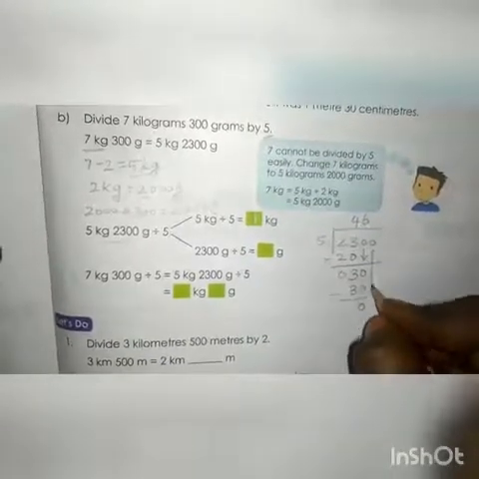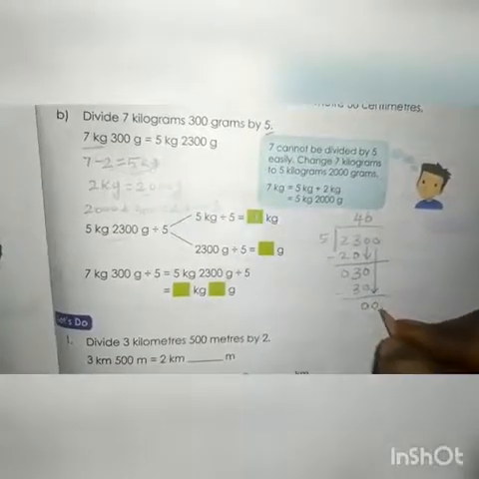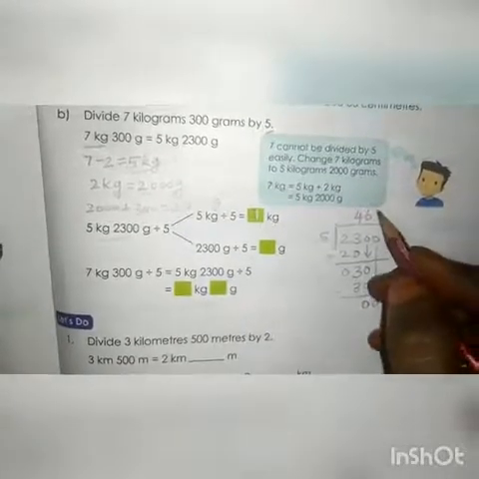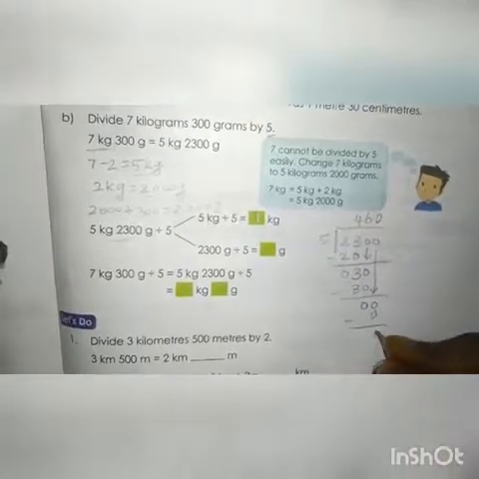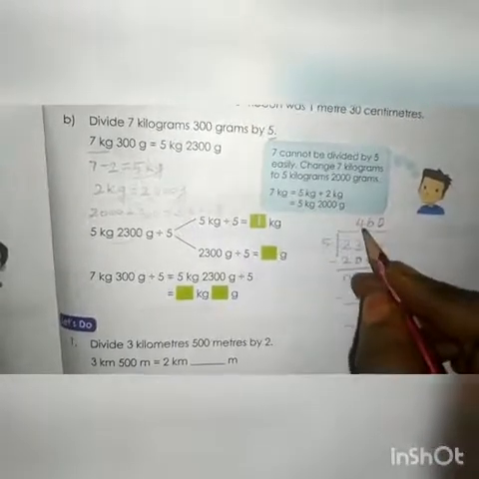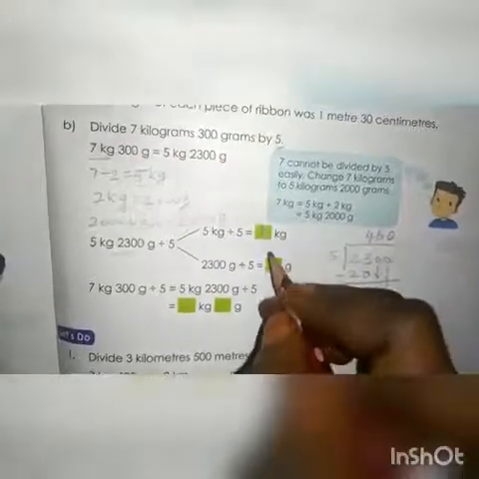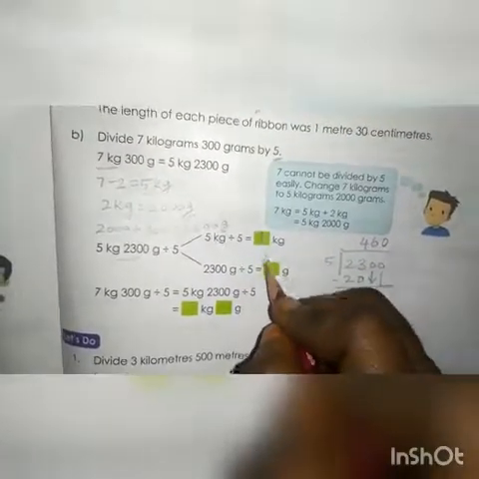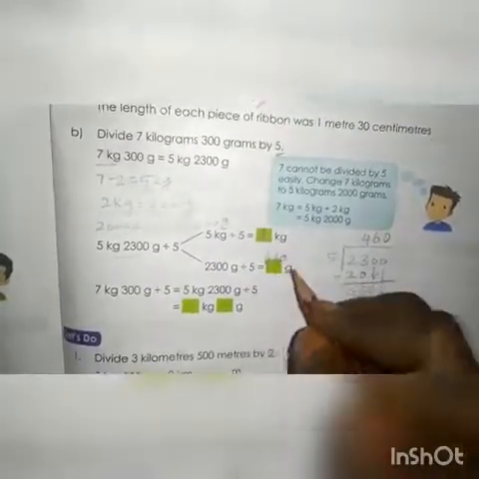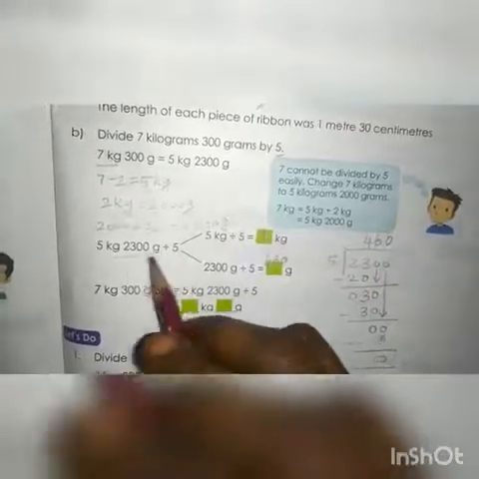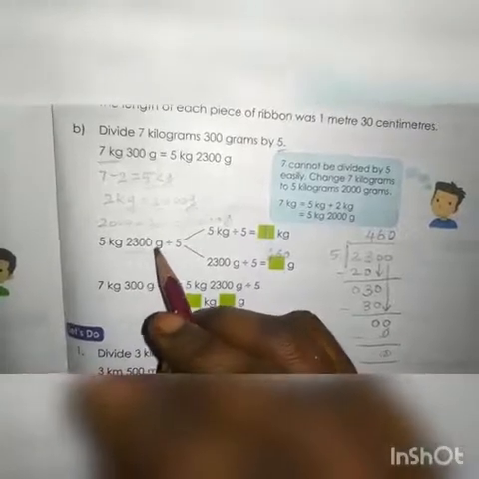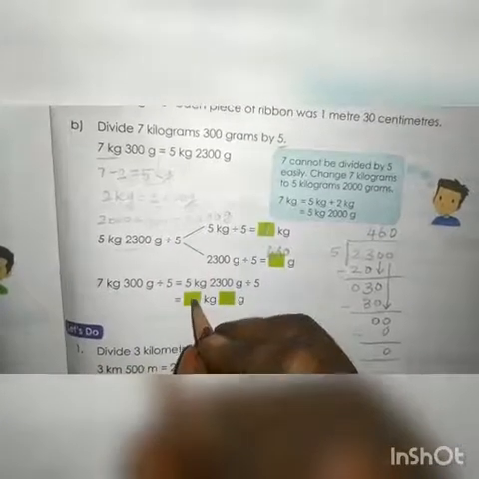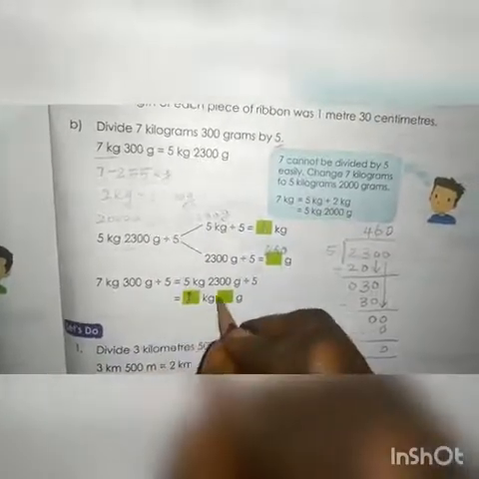Again we have to bring down one more 0. How many times will we get 0? 0 times. 0 5s are 0. Therefore, we got the answer as 460 gram. Therefore, after dividing 5 kg 2300 gram by 5, we got the answer as 1 kg 460 gram.